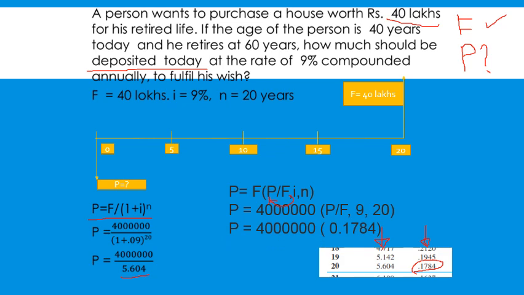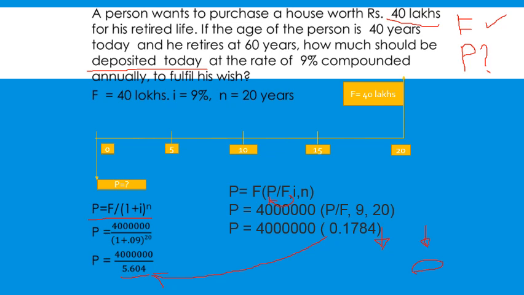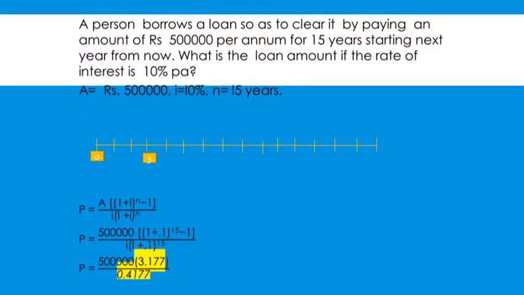How did you get this 0.1784? 0.1784 is nothing but 1 divided by 5.604. You can check that in your calculator. If you calculate 1 divided by 5.604, you will get the value as 0.1784. Substitute that value and you will get the answer as 713600. Whether you use method number 1, or method number 2 using factor tables, you will get the same answer. Both are acceptable.